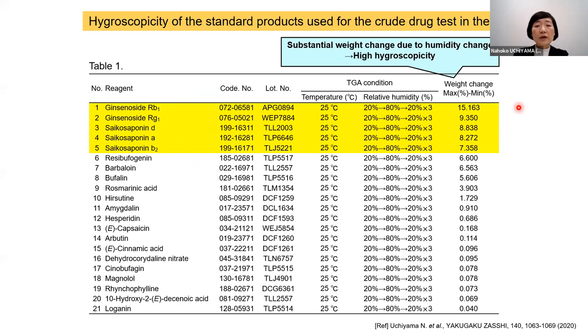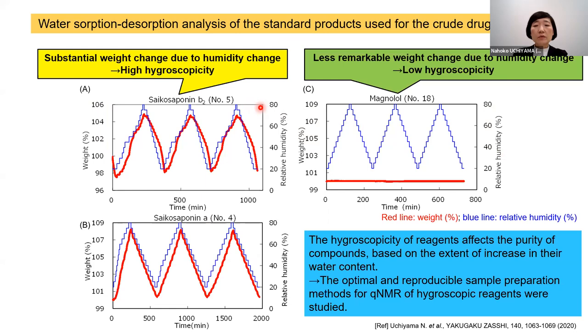It can be assumed that the weight of hygroscopic reagent changes easily depending on humidity. Consequently, their purities change. This is the actual graph of some reagents shown in the table on the previous slide. The red line showed weight and the blue line showed relative humidity. As shown by the graph of cyclosaponin B2 and A on the left, substantial weight change due to humidity change indicates high hygroscopicity. On the other hand, the graph of magnolol on the right shows less remarkable weight change due to humidity change, which indicates low hygroscopicity. Therefore, the hygroscopicity of reagent affects the purity of compounds based on the extent of increase in their water content.